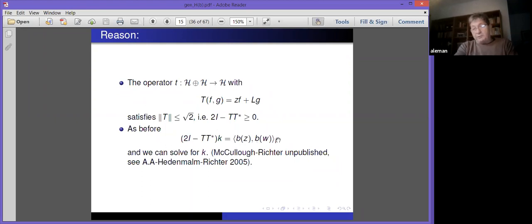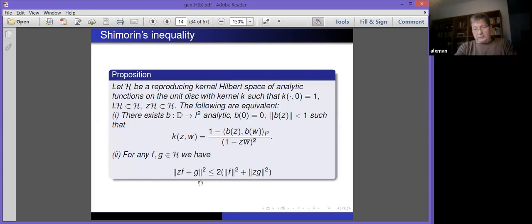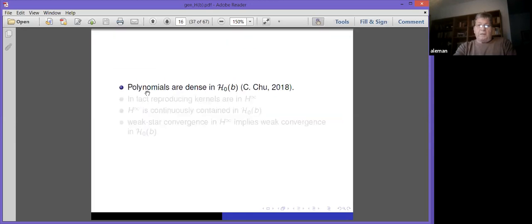Sergei Shimorin's approach was a little different. Essentially, he used the Bergman norm and Green's formula to prove this inequality, and then he realized how powerful it is. Then recently, Cheng Chu, I think, proved that polynomials are dense in this sub-Bergman space.